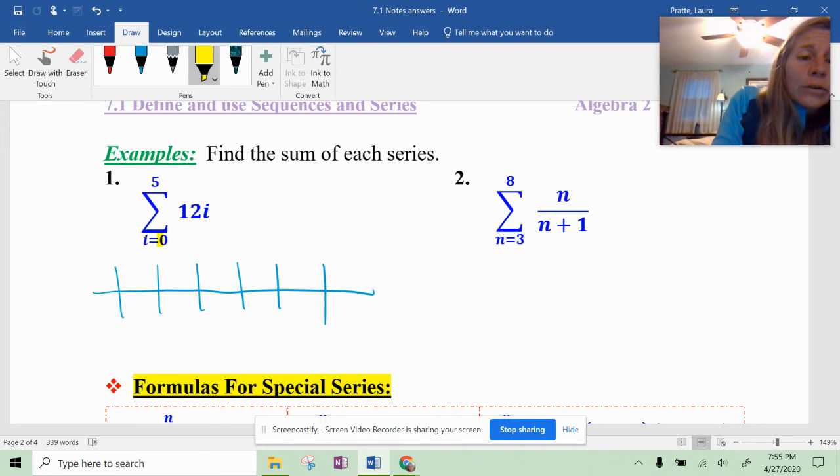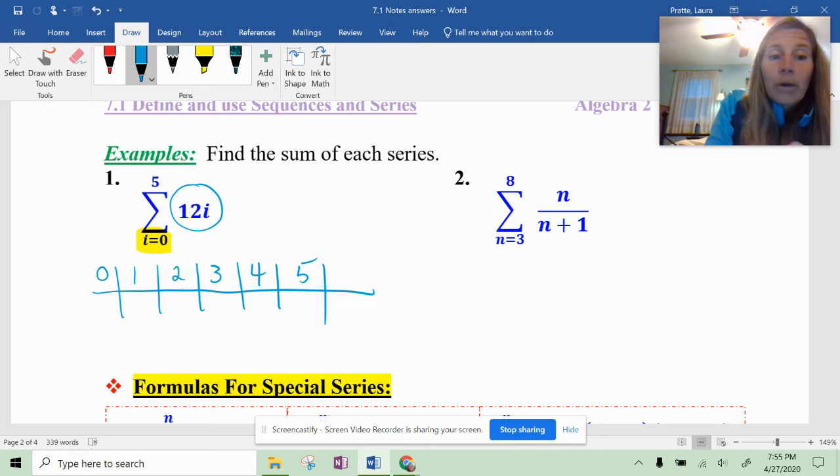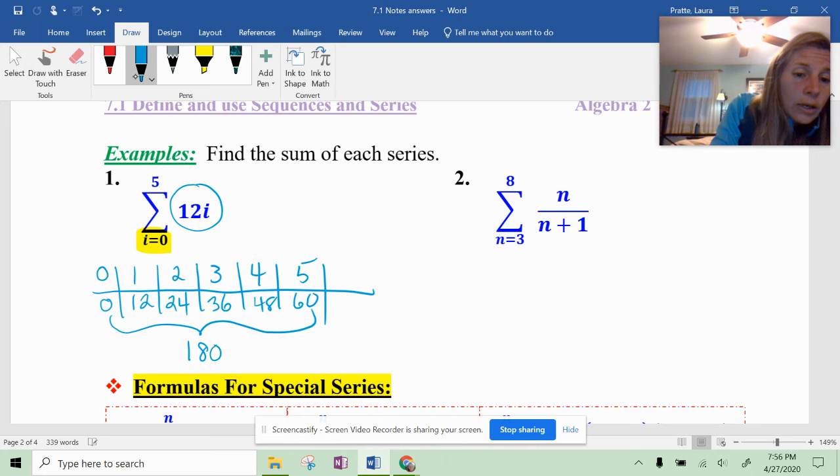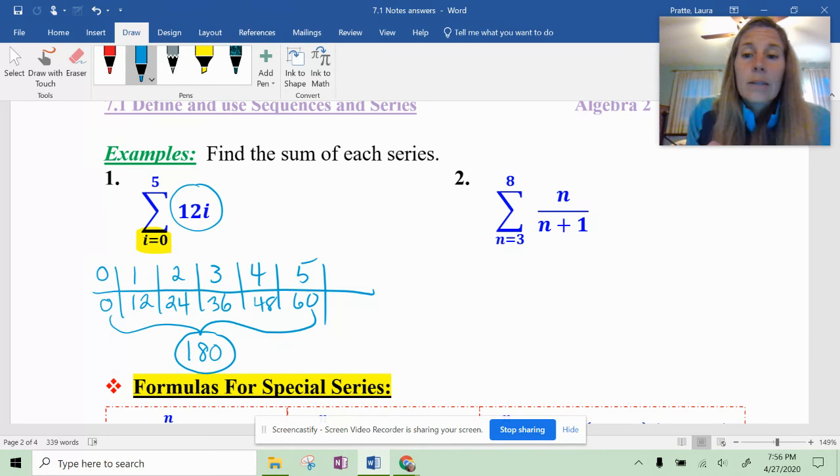Now this time the input's a little different. We're starting at 0. So you're actually going to have to start out by plugging in 0 and then going all the way up to that 5. And you're plugging them into 12 times i. So you're just multiplying each of those numbers by 12. So 0 times 12 is 0. 1 times 12 is 12. 2 times 12 is 24. 36, 48, and 60. And now you're going to add all of those up. So 0 plus 12 plus 24 plus 36 plus 48 plus 60 on your calculator, and you would get 180. That's how you would find the sum.